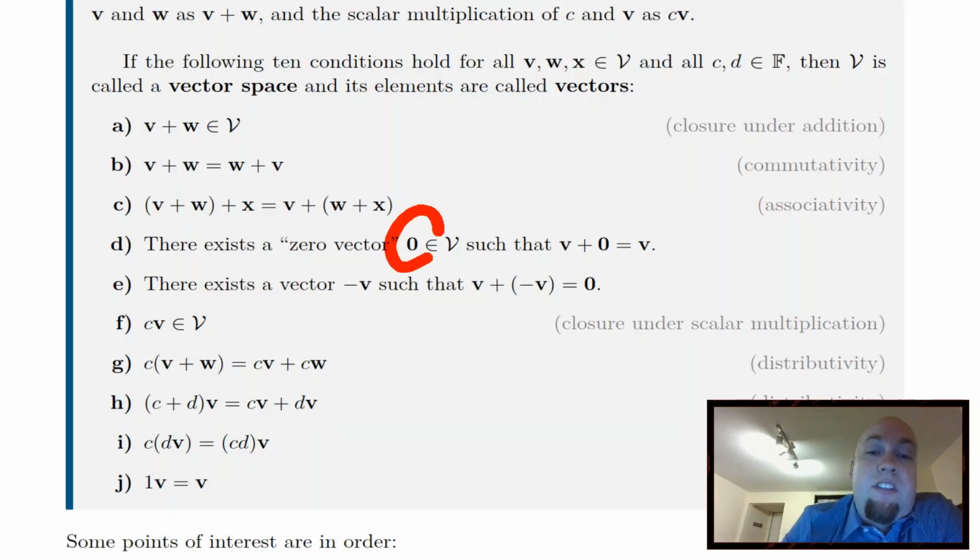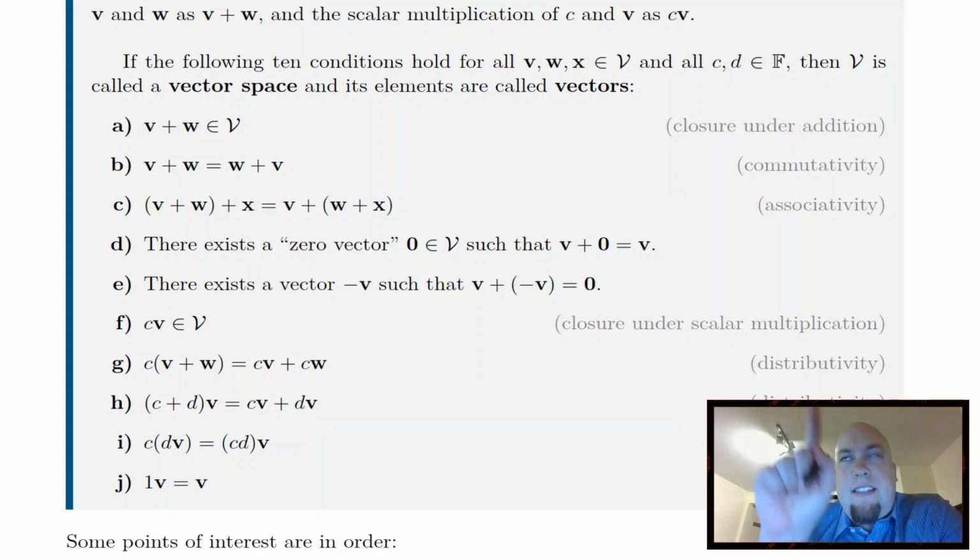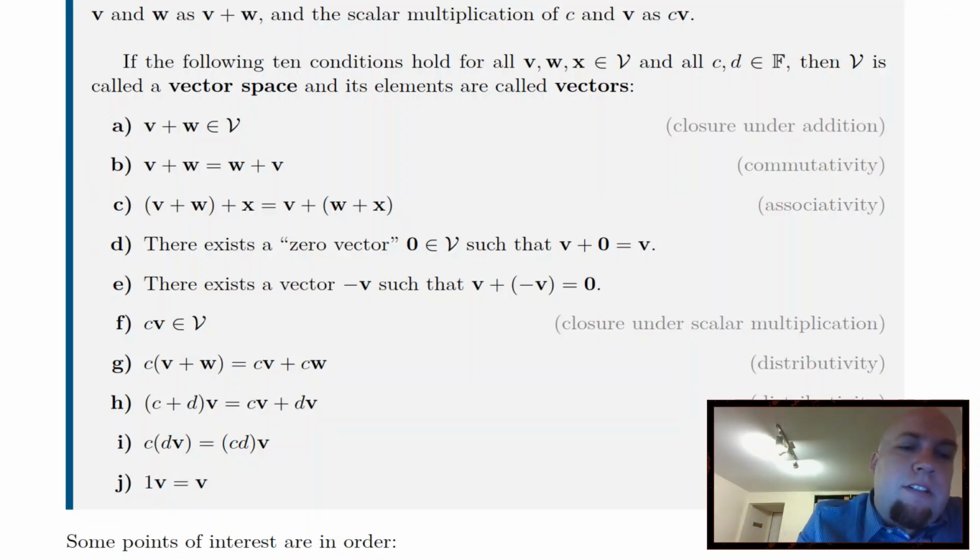And again, in Rn, all of these properties are very natural. The 0 vector is just the vector with every entry equal to 0. The vector negative v, well, you just stick a minus sign in each entry of the vector, and so on. So in Rn, of course you can do these things, but we also want to be able to do these things in arbitrary vector spaces.